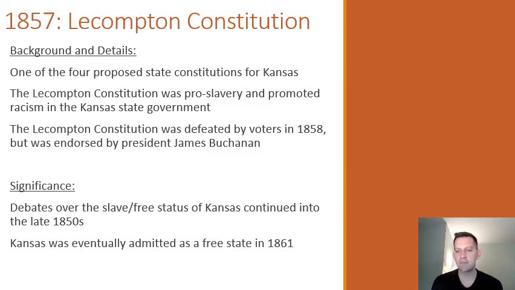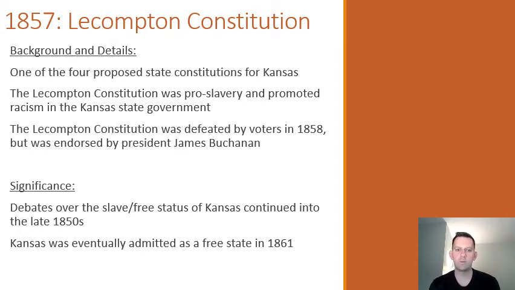If you forget, popular sovereignty was the idea that you should open up a territory, let people move in, and then have the residents of that territory cast their vote, basically asking whether they want to be a slave state or a free state. So in 1855, fighting breaks out in Kansas between pro and anti-slavery settlers. History records this as Bleeding Kansas, right?